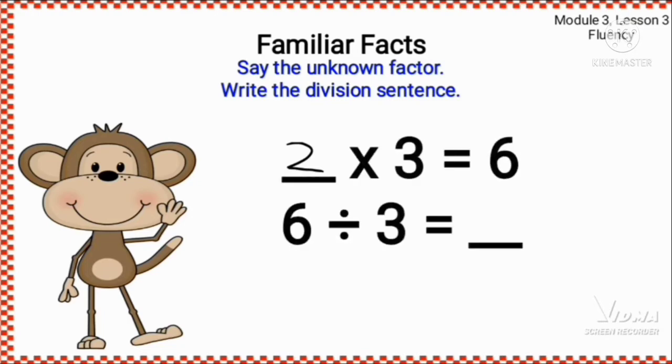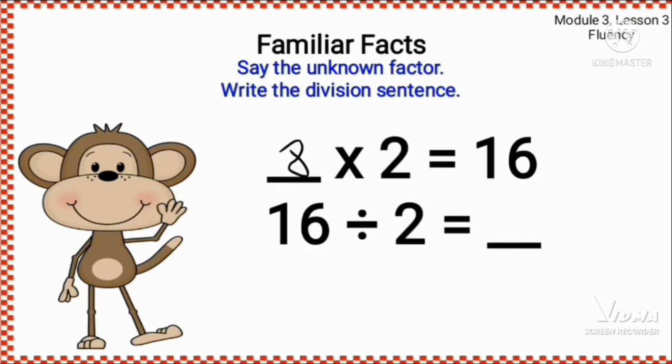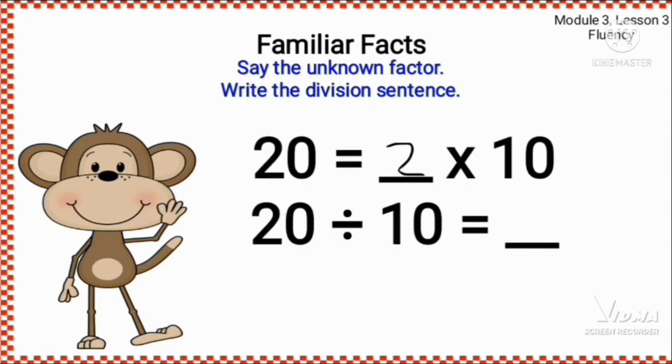Alright, so a number multiplied by 3 is 6. I've done it for you. 2 times 3 is 6. And 6 divided by 3 is 2. The same way, 8 times 2 is 16. And 16 divided by 2 is 8. Look at this interesting one. 20 equals a number multiplied by 10, that number is 2. And 20 divided by 10 is 2.